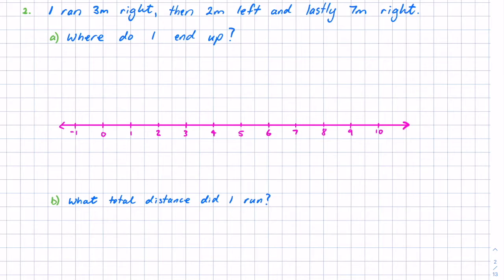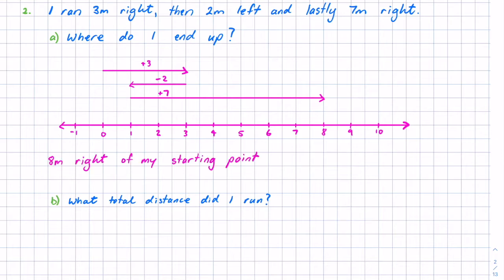So in example 2, I ran 3 metres right, then 2 metres left, and lastly 7 metres to the right. Where do I end up? So let's draw some vectors to represent that. So we've got 3 metres to the right, then 2 metres to the left, and then 7 metres to the right. So I end up 8 metres to the right of my starting point. So we've got a displacement. It's a vector, it's got direction and magnitude, 8 meters to the right.